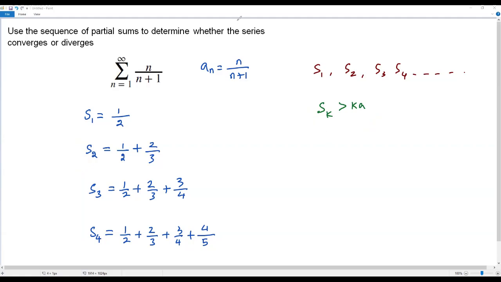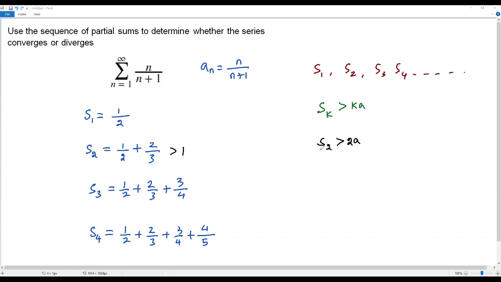So for that, I have to plug in k equals 2 over here. Then I'm getting S2, the second partial sum, greater than, since we plug in k equals 2, here also I have to plug in 2 for k, then I'm getting 2a. So what is the value of S2? Here S2 equals 1/2 plus 2/3. The value of 1/2 is 0.5 and the value of 2/3 is greater than 0.5. So when I add 0.5 and 0.5, it's just 1. But the second fraction over here is greater than 0.5. So the value of S2 is greater than 1.